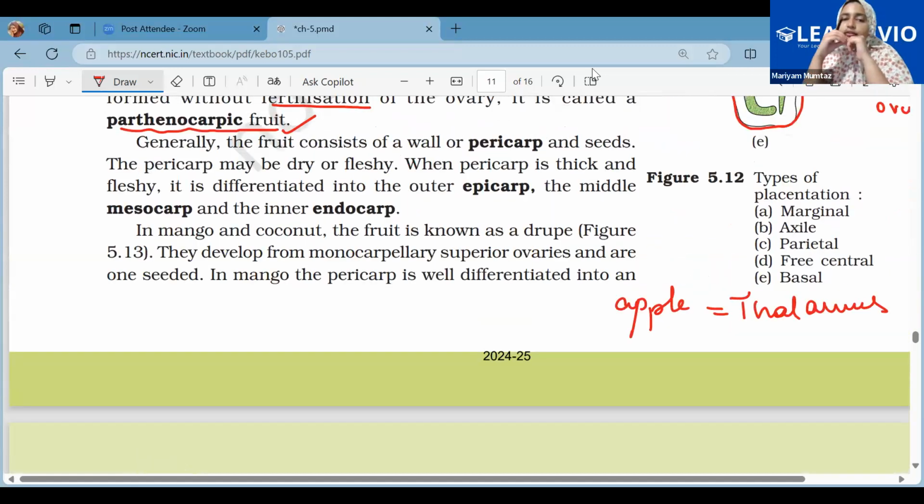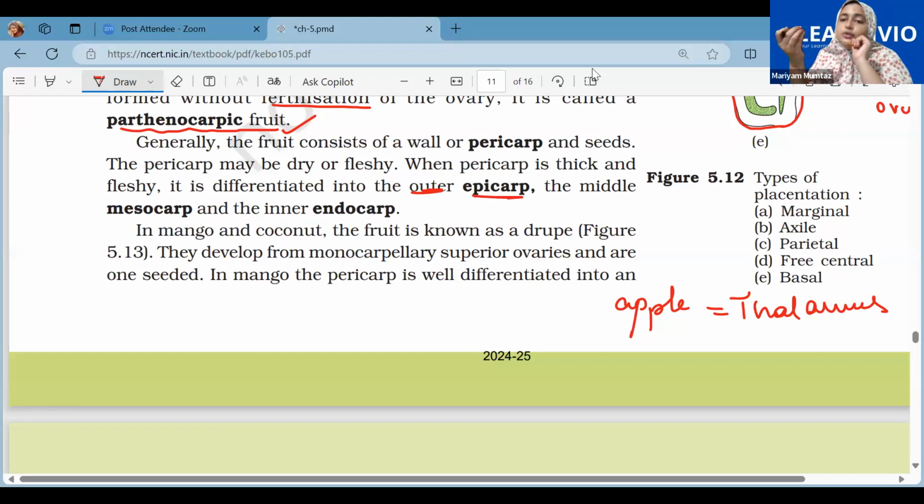Okay. Imagine a mango. When you eat a mango, you peel it off, right? The part that you peel off, the outermost layer or outermost wall of the mango, is known as the epicarp. Epi means on top, and carp is referring to the layer. So the layer present on the outer side is known as epicarp.